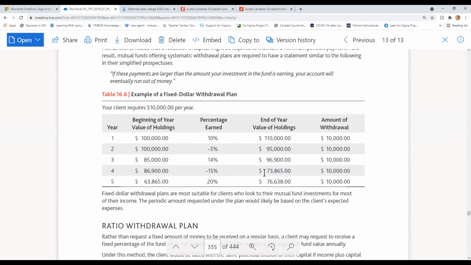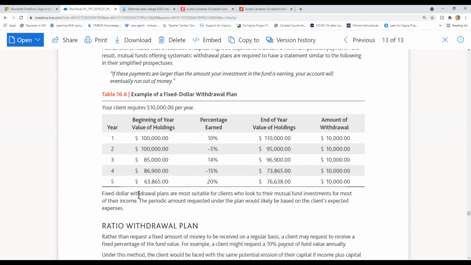Like here, you see it's 73,865. So you minus 10,000. So you're left with how much? 63,865. Right? And then you add 20%, and then minus 10,000. So next year is going to be 66,638.